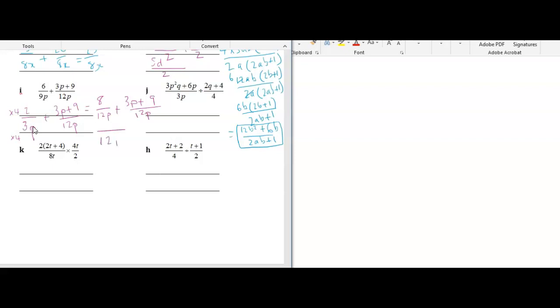Okay, so everything over 12p, I'm going to bring everything together in one go. So I've got 3p, just one term with p in it, and 8 plus 9 gives me 17. And I can't simplify that any further.